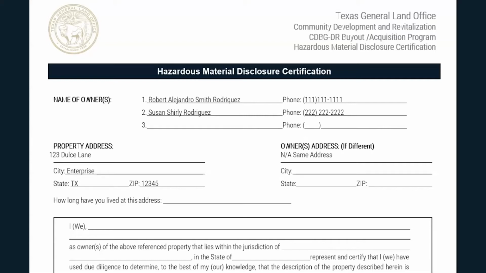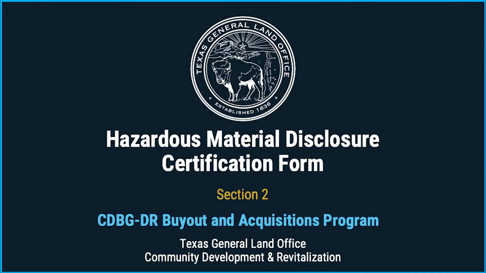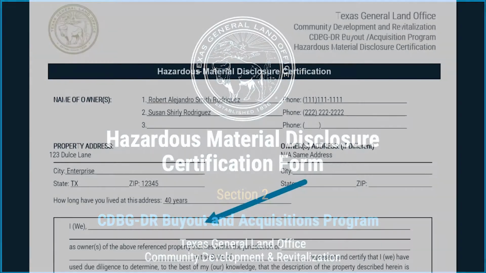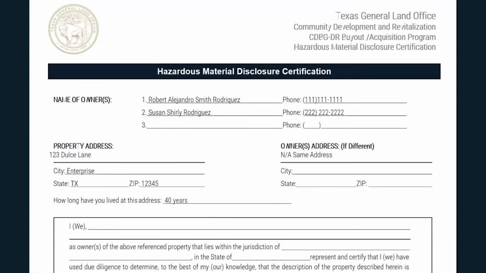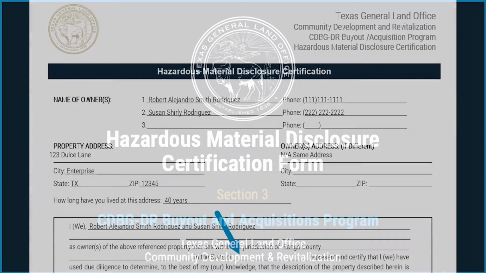On the following row, the applicant will input how long they've lived at their current address. In the following box, the owners will certify that they have used their due diligence to determine the presence or lack of contamination from toxic or hazardous substances. To complete the box, the applicant will input all of the owners' names. Then the applicant will fill in the county jurisdiction where the buyout or acquisition property is located. Then the applicant will input the state of Texas.